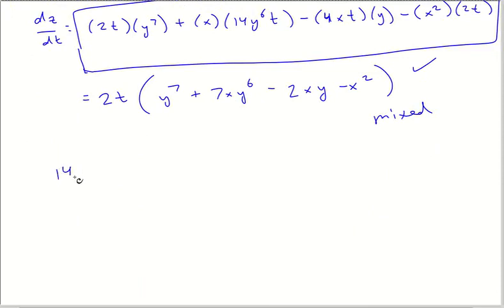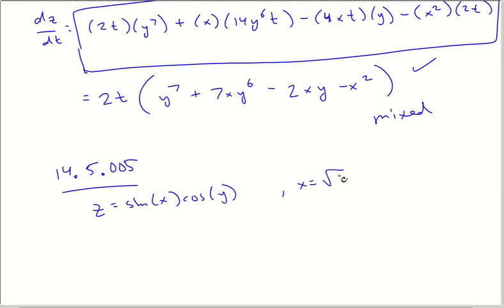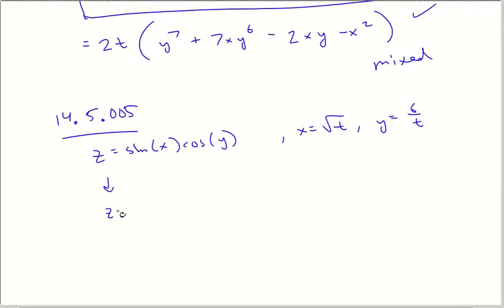Next problem. 145005. So I've got z is equal to sine of x, cosine of y. I got x is equal to the square root of t, and I got y is equal to 6 over t. That's good enough, actually. Okay, so what you could do immediately, if you really wanted to, was do this here. And then my y would be this guy right here. And then you could just take one big derivative.